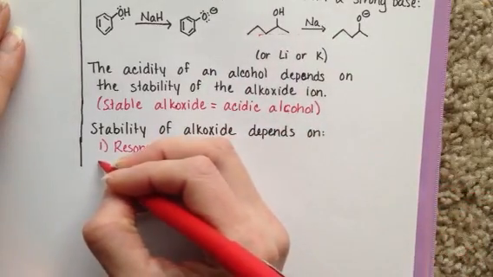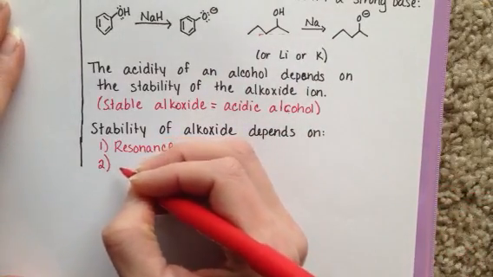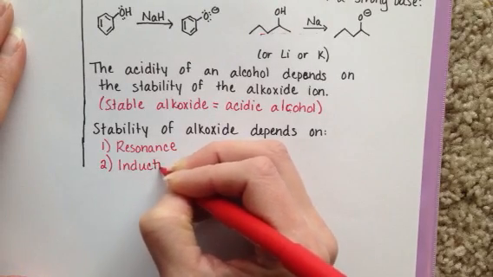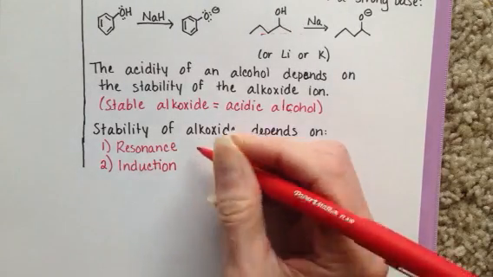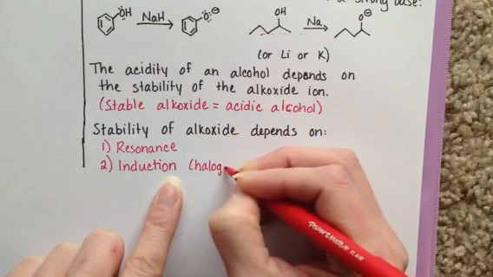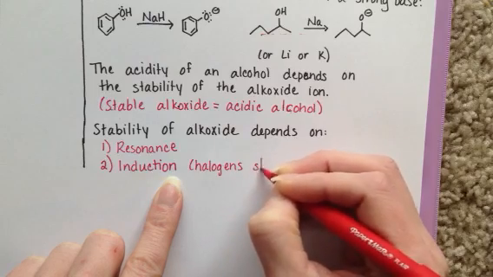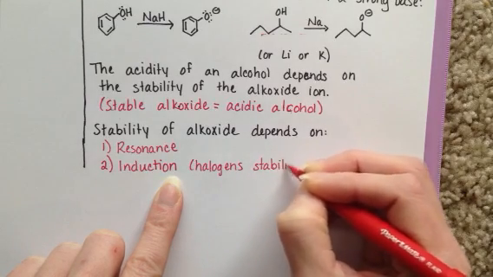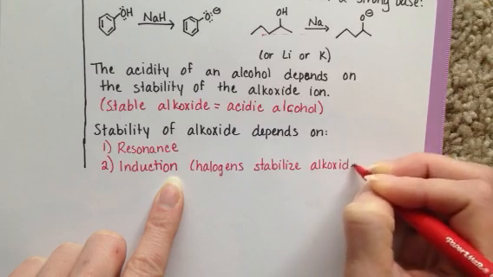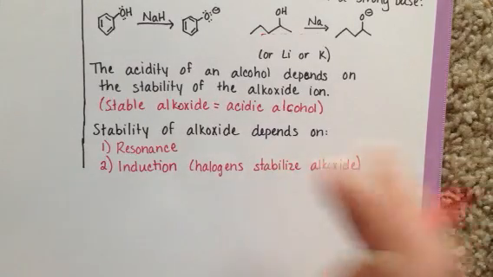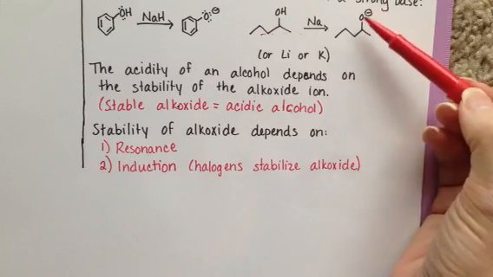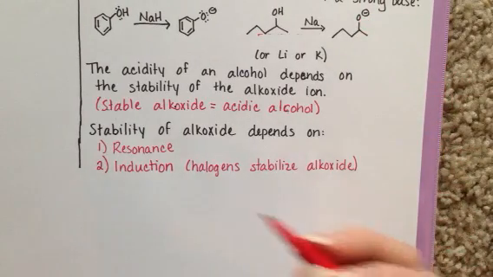If we can't use resonance for comparison, the second factor that we're going to look at is induction. And in simple terms, this just means if you've got halogens, they're going to stabilize the alkoxide. And the more halogens you have, the better. And the closer that they are to the OH group, or the closer they are to the oxygen, the better off you are as well.